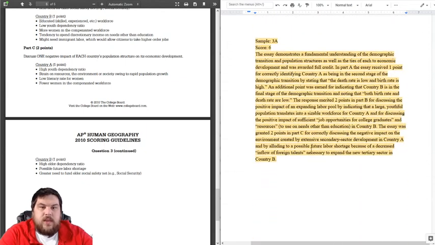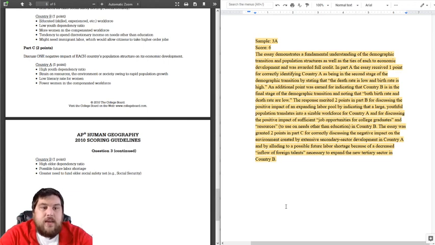So here is the scoring that their scorer gave. They got a 6 out of a possible 6 points. This essay demonstrates a fundamental understanding of the demographic transition and population structures, as well as the ties for each to economic development, and was awarded full credit.